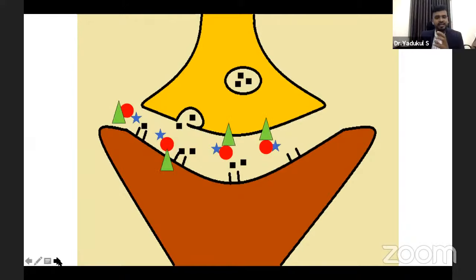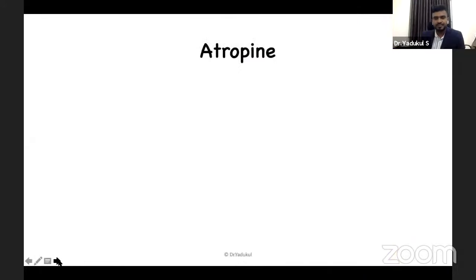We'll have oximes. What this oxime does is it dephosphorylates the OP compound. You can see the green triangle that combines with the OP compound, and then it takes away the OP compound so that now the enzyme works normally. So we have solved the two problems. That is the treatment. It's as easy as that in OP compound.